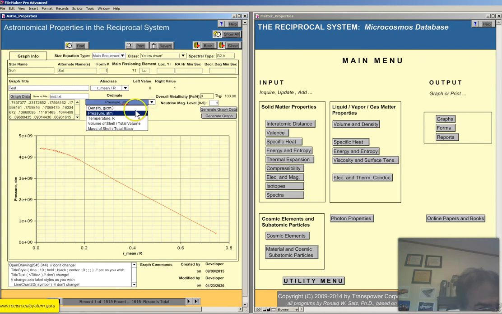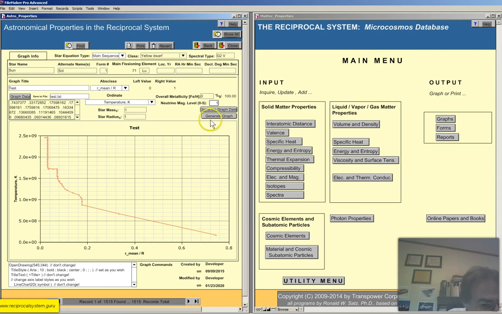Let's try another one. I'll do temperature. So now I'll keep the R mean over R, and we'll generate the graph data. Again, it's working. I should point out you can do these graphs for any star that you want. Generate the graph. You can see it's a little weird, but that's how it is. The different elements. Okay.